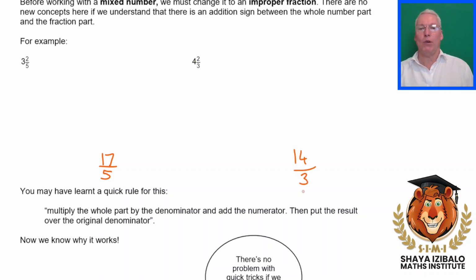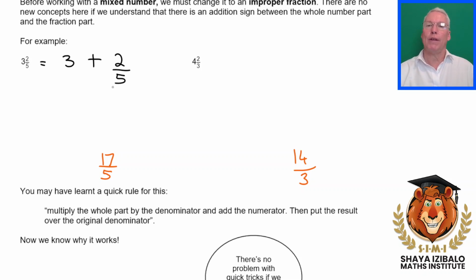Now, tricks are well and good, but we need to understand why they work. Let's go back to what does 3 and 2/5 mean? It actually means 3 plus 2/5. Now we want to add these two fractions. So what in fact is 3 as a fraction? It's 3 over 1. Now, what fraction type am I going to use if I'm going to add these two? Absolutely, I'm going to use fifths.